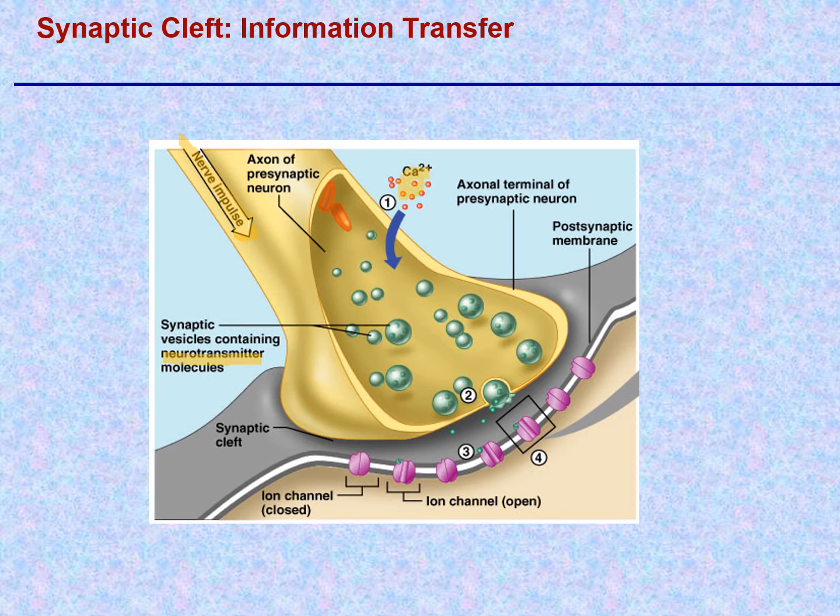calcium ions from the extracellular fluid into the axon terminal, triggering the synaptic vesicles to fuse with the presynaptic neuron membrane and empty their neurotransmitter contents into the synaptic cleft. That neurotransmitter will diffuse across and bind to receptors. And in this case, at this kind of chemical synapse, what you have are receptors that can also act as channels.